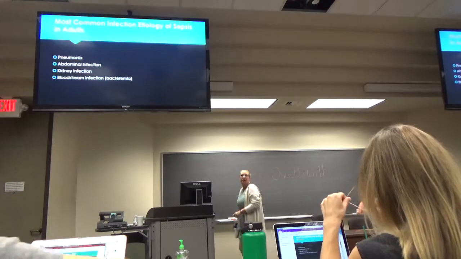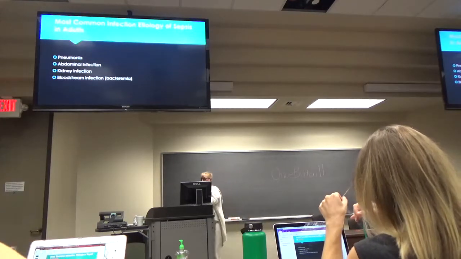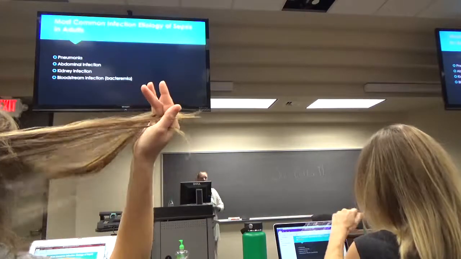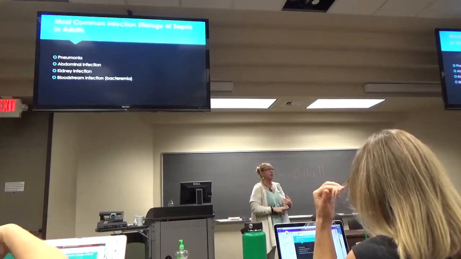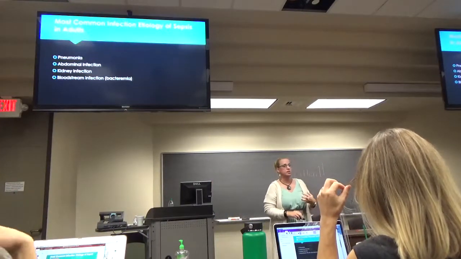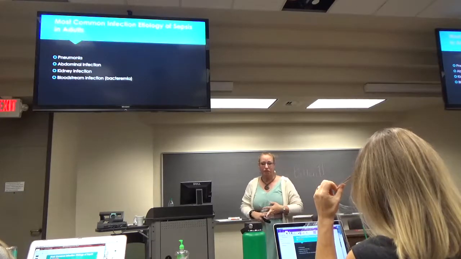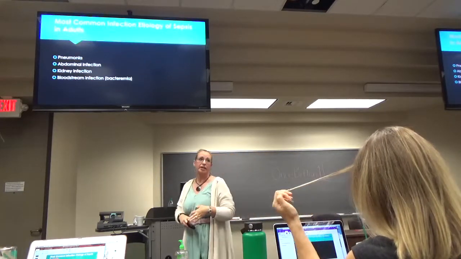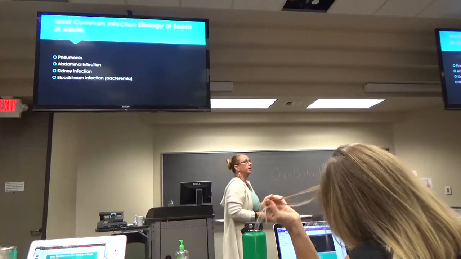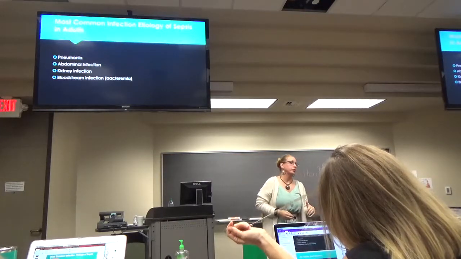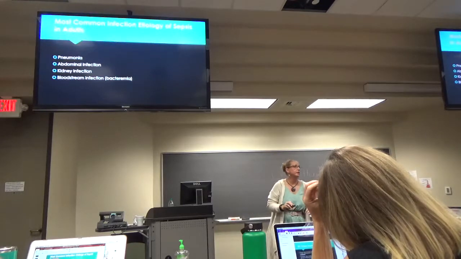Most common etiology of sepsis, again, because they wanted me to specifically go over urosepsis. So infectious-wise, in adults, pneumonia number one, abdominal infection is going to be number two. Kidney infection, regardless if that's pyelonephritis or then just down to UTI and sepsis. And then your bacteremia, which is your vasculitis.